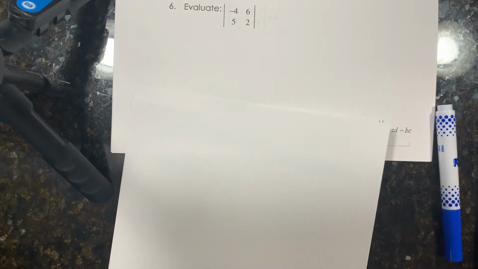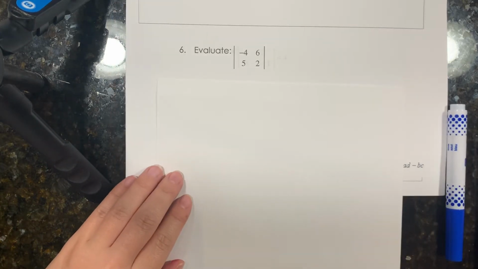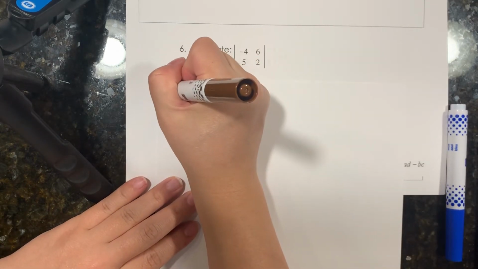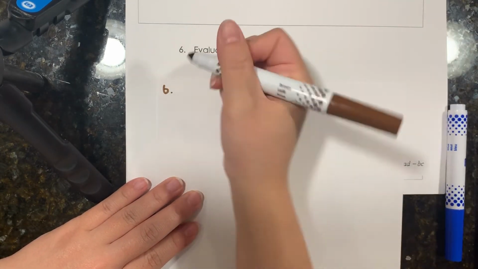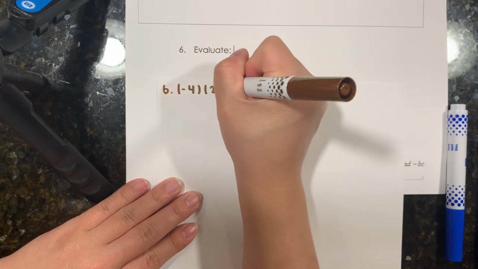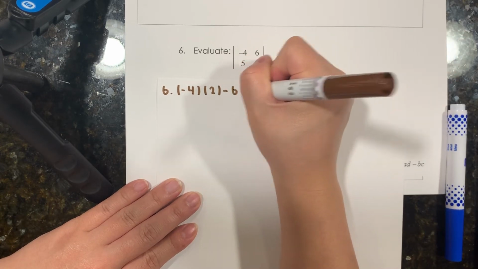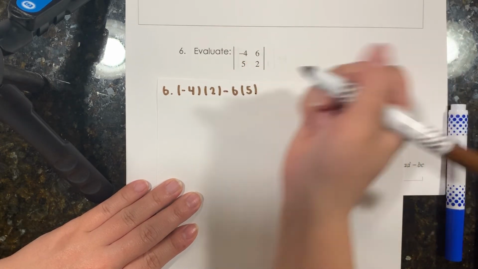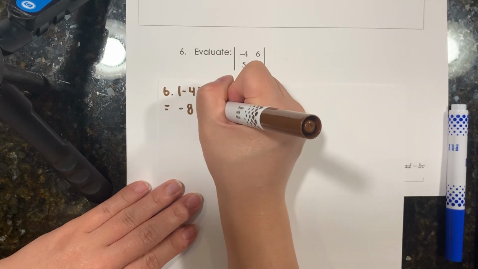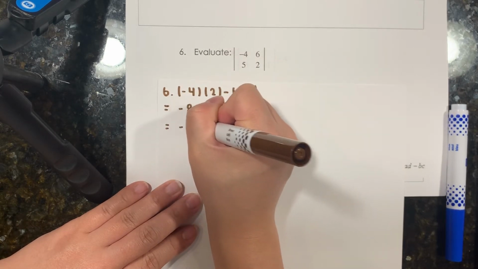Now these are going to be your new problems. So this is number 6, which is asking you to evaluate. Again, this is one of our new problems. You're going to start in the top left, multiply by the bottom right, which would be -4 times 2, minus top right times bottom left. So it would be 6 times 5. That would give me -8 minus 30. So your answer is just -38.